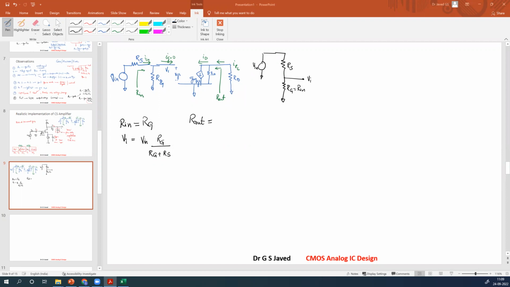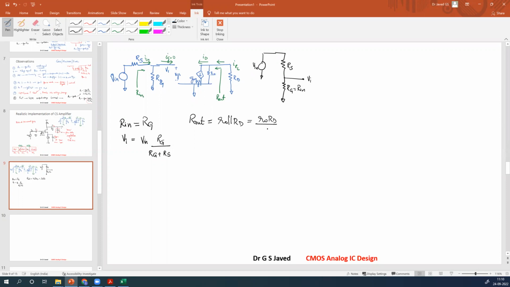Kajal? Can you help Kajal? What is the R out? Lasya Priya? Yes, sir. What is R out? So we should be considering both R0 and RD. Correct. So what will that be? I think R0 parallel to RD. R0 parallel to RD. Very good. R0 RD by R0 plus RD. Correct.